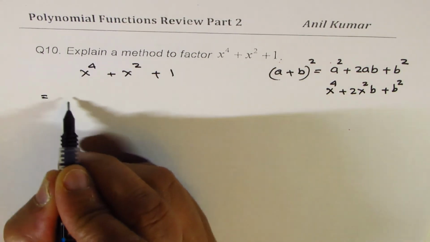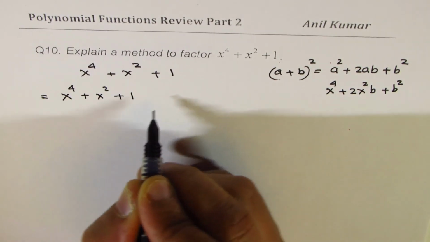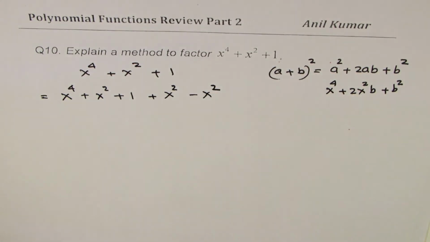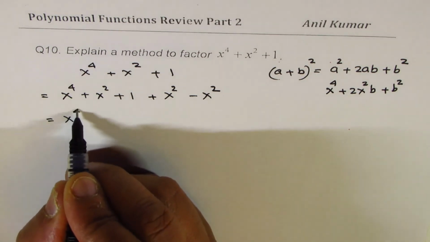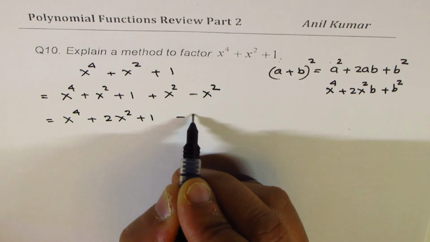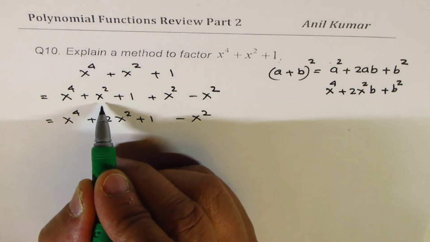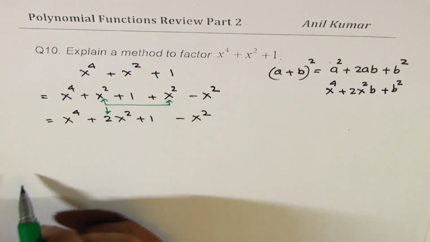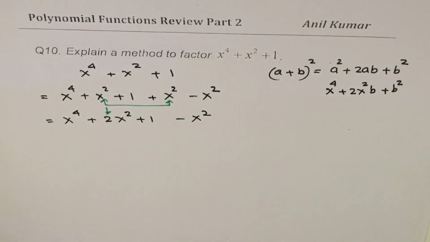So I could write this expression as x to the power of 4 plus x square plus 1. I could add and subtract x square. You get an idea. So if I do this, then I can write this as x to the power of 4 plus 2x square plus 1 minus x square. So what I did was I introduced this, combined these two x squares to get 2x squares. Now these three terms can be factored, right?